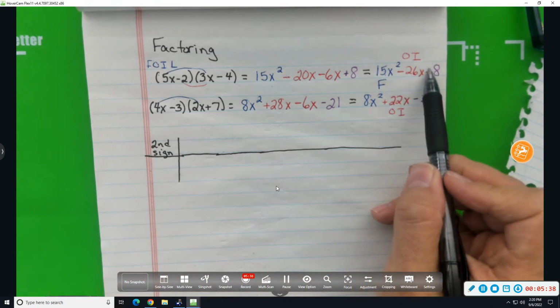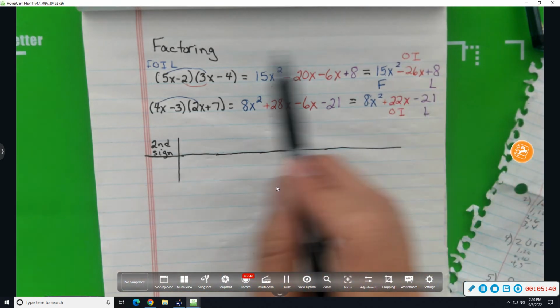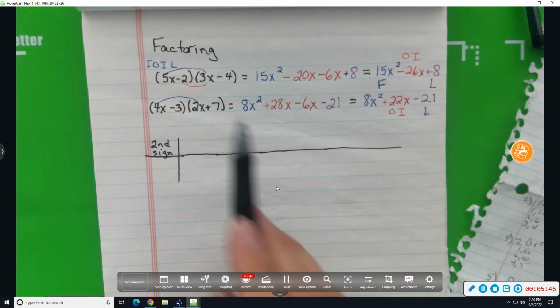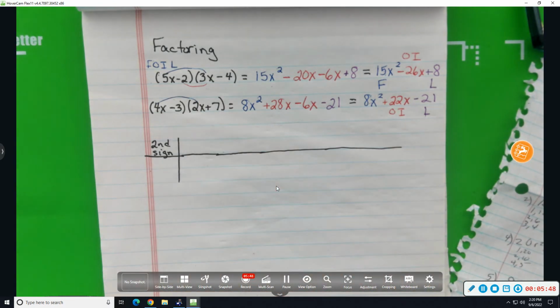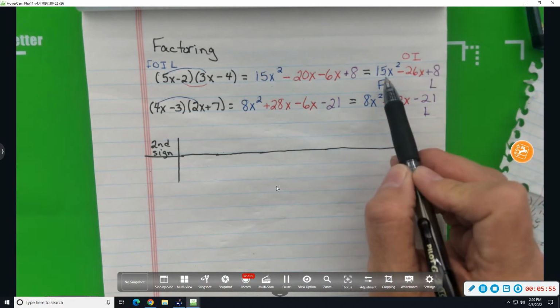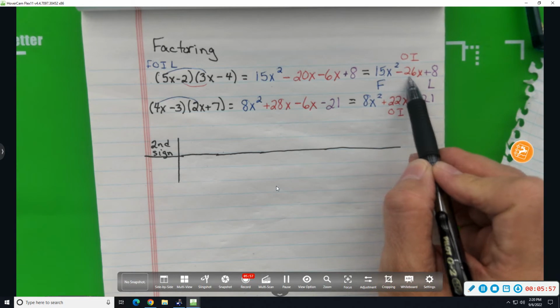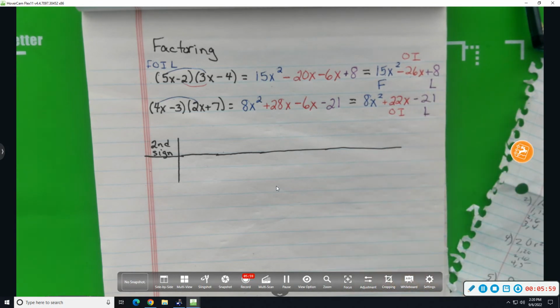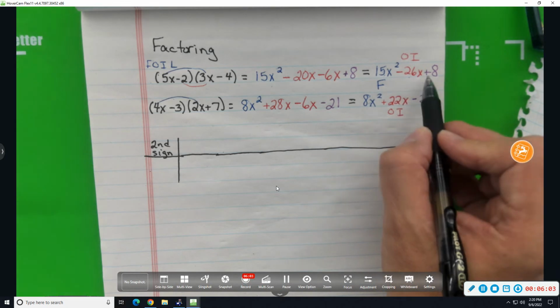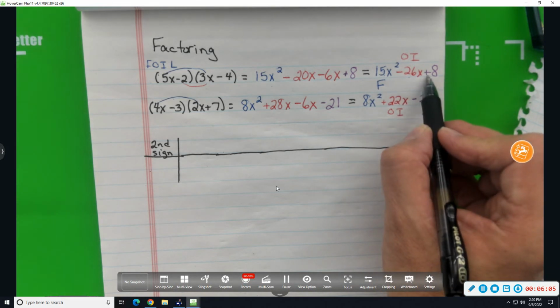If we were going to go backwards, the first thing I like to do is look at the signs, the first sign and second sign. If we started off with 15x squared minus 26x plus 8, I'm going to call this minus right here the first sign and the sign in front of the 8 the second sign.